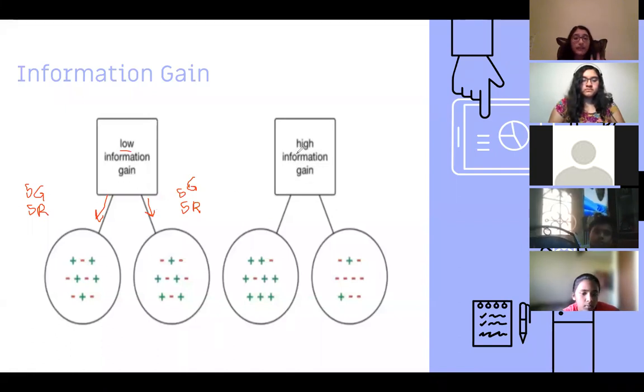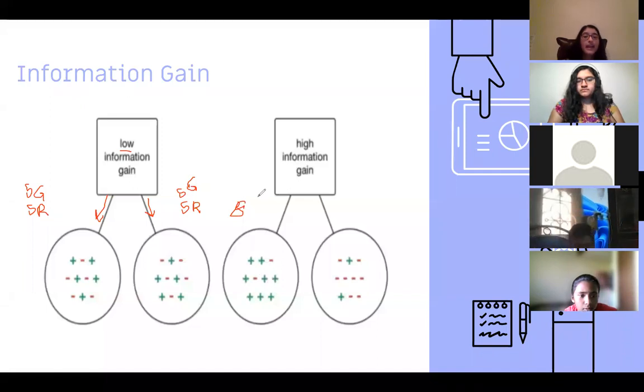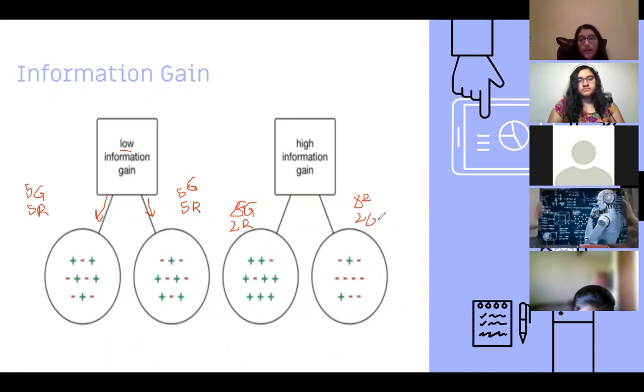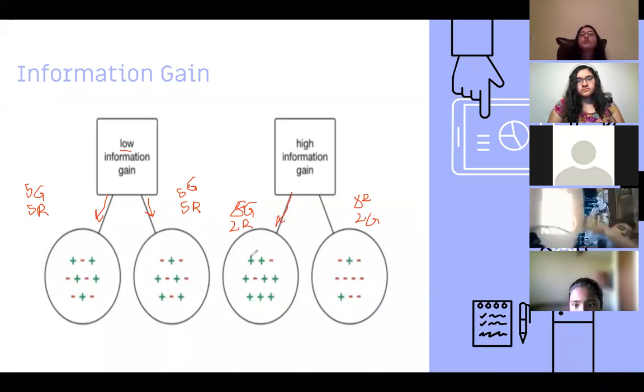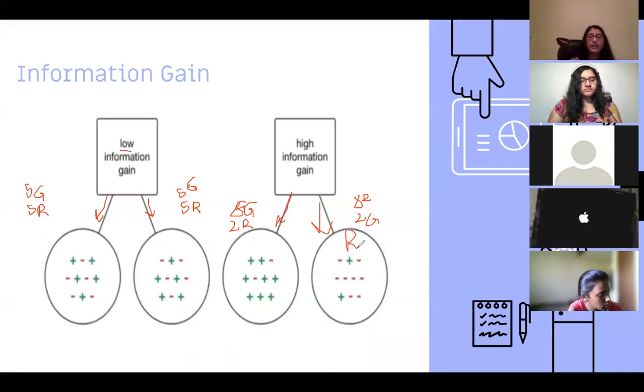However, here we have 8, I believe, if I counted correctly: 1, 2, 3, 4, 5, 6, 7, 8. Yes, so 8 green and then we have only 2 red. And then here we have 8 red and 2 green. So now it's so much easier for the algorithm. If I'm on this side, which class am I going to classify it in? I'm going to classify it as green because the majority is green. But here, I'm most likely going to classify it as red because most of the points there are red. So does everyone understand the difference now between low information gain and high information gain?